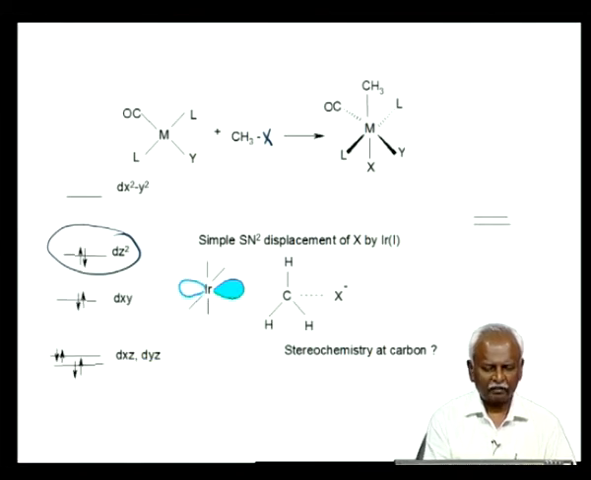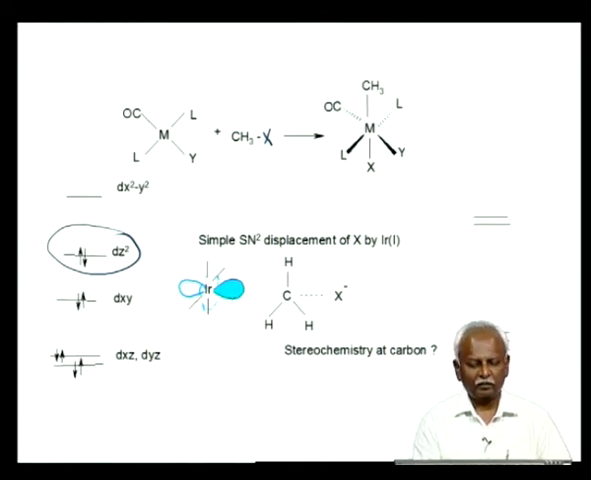We do have a lobe on the other side, and we have a torus here. That is mostly the dz squared orbital. That is how the dz squared orbital will look. But it is primarily this lobe which we are concerned with, because that is the part that is carrying out the attack on the methyl halide.